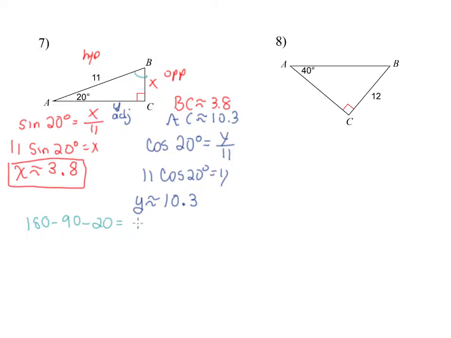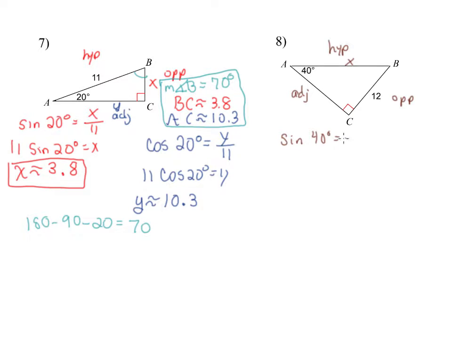And finally, to find my missing angle, I just take 180 minus 90 minus 20, and I get that the measure of angle B is 70 degrees. Okay, let's solve for x, or line segment AB. So we get sine of 40 degrees is equal to 12 over x. X times sine of 40 degrees equals 12, so x is 12 divided by sine of 40 degrees.